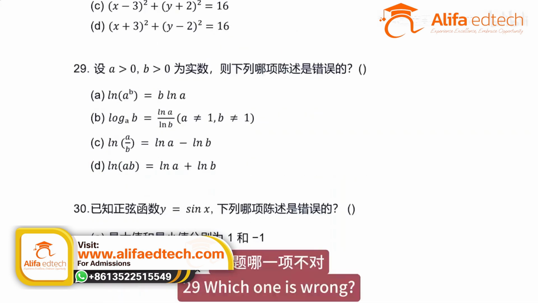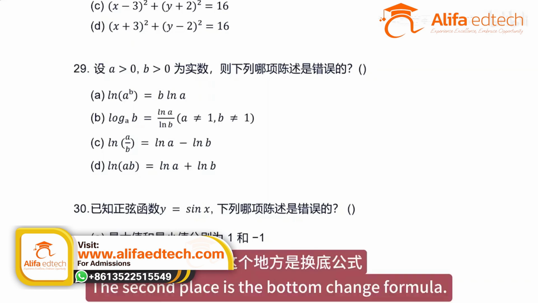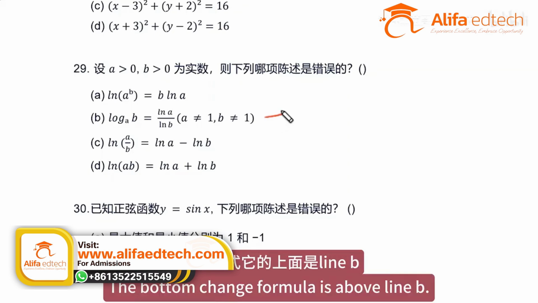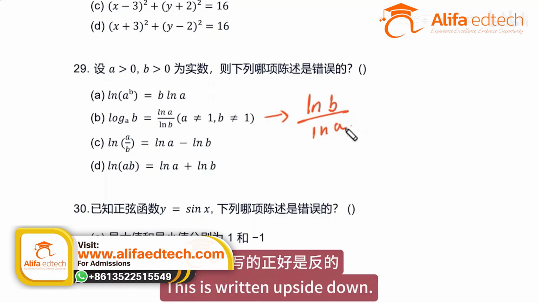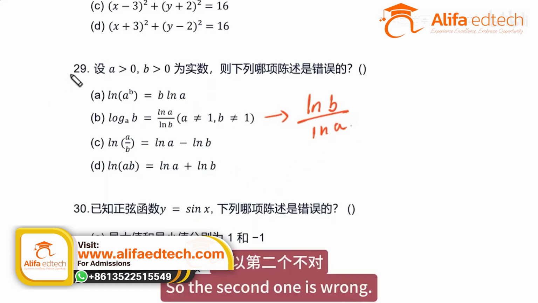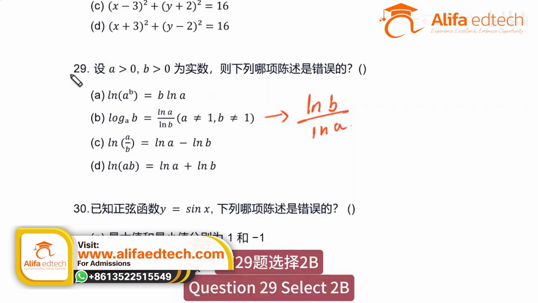Question 29. Which option is incorrect? The second one is incorrect. The second one here is the change of base formula. The numerator should be ln b and the denominator ln a, but this one is written exactly the opposite. So the second one is incorrect. So for question 29, choose 2b. For question 29, the answer is 2b.